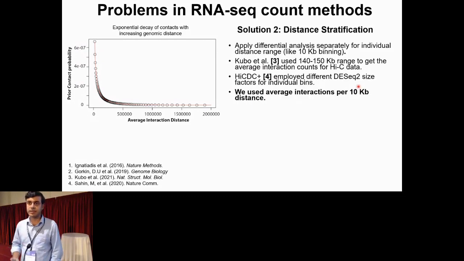The second solution is distance stratification. So instead of putting every possible chromatin contact as a background for DESeq or edgeR, we can stratify based on certain bins. For example, contacts from 0 to 10 kb distance, from 10 to 20 kb distance, 20 to 30 kb distance. So sequentially, we put only those contacts as background, and thereby we can nullify the distance decay bias. Now this HiChIP-specific method, Kubo et al., or even the recently proposed HiChIP-DC plus, which is a HiChIP-specific method, actually applied distance stratification. So we also implemented distance stratification using a 10 kb bin.